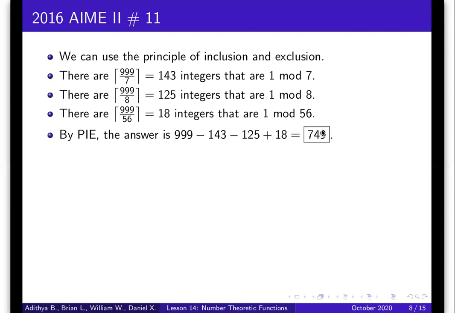And then our final answer is 999 minus 143 minus 125 plus 18, because we started with all the 999 integers, and then we're subtracting the ones that are 1 mod 7, subtracting the ones that are 1 mod 8, and we have to add back the ones that are 1 mod 56 because we already subtracted them twice. And once we add that back, we get our answer of 749. So does anyone have any questions on this?